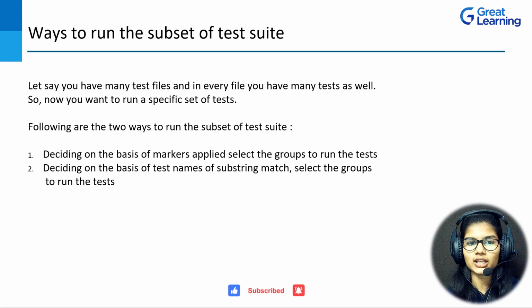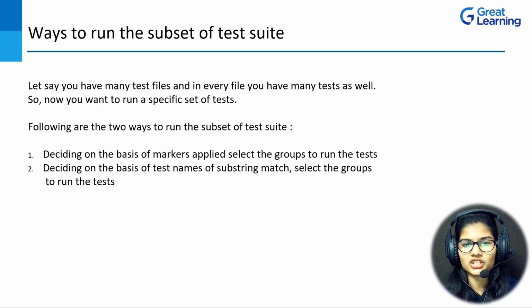First, based upon the markers you could select the groups to run the test, and second, on the basis of the test names or substring match you could select the groups to run the different tests you actually wanted. So in PyTest, let's say you have many test files and in every file you have written so many tests. In that case, you could simply use this, put the things here, run them accordingly and get your desired output, or run your desired test cases. So those are the two ways I already told you.